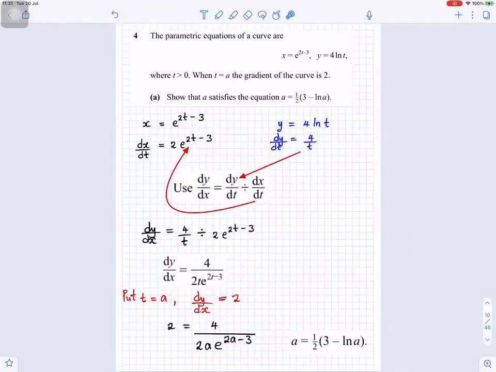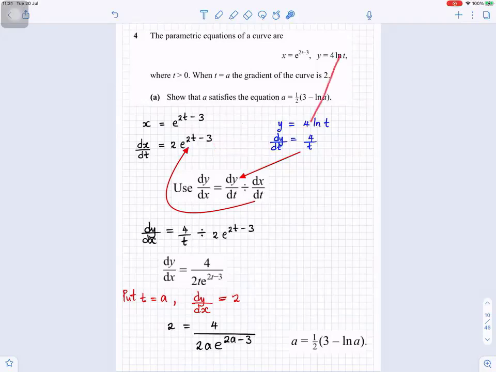Okay, so we want to differentiate x equals e^(2t-3). You differentiate 2t minus 3. Differentiate 2t, you get 2. Differentiate minus 3, you get 0. So it becomes 2 times e^(2t-3).